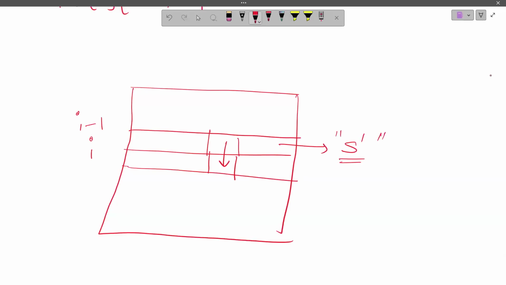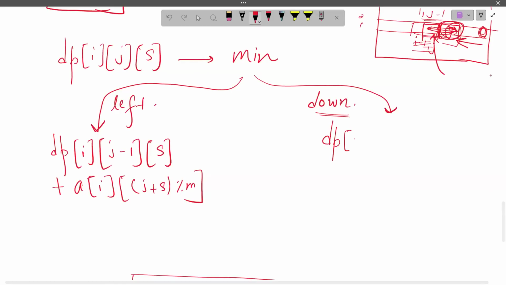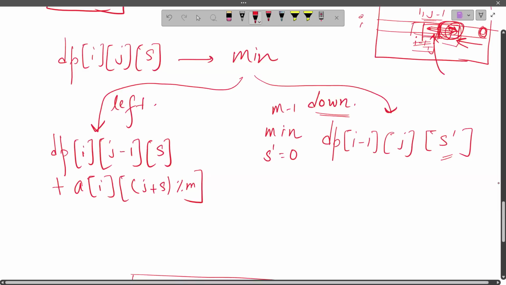So that means this time of the transition, we must have dp I minus 1 j s dash, right? And then we have to take the minimum over all s dash from 0 to m minus 1, right? Because we do not know how many shifts we have made in the previous row while calculating dpij. So we have to iterate over all possible shifts we have made in the I minus 1 row and calculate.